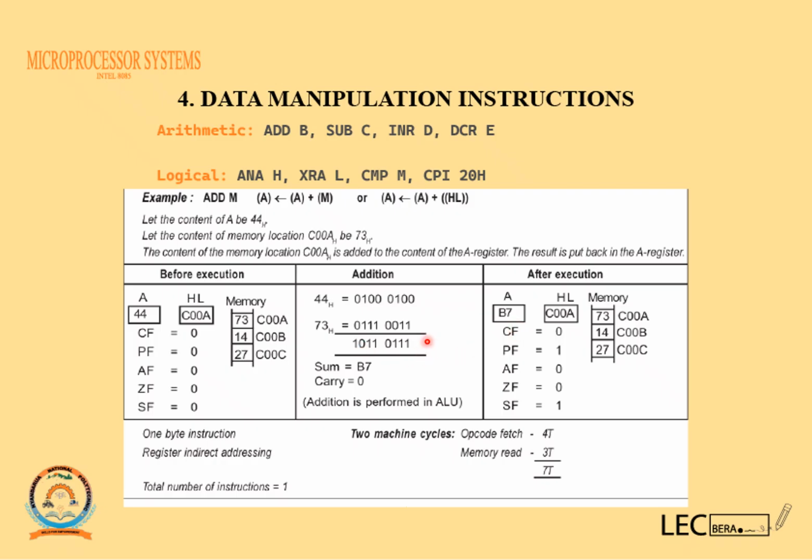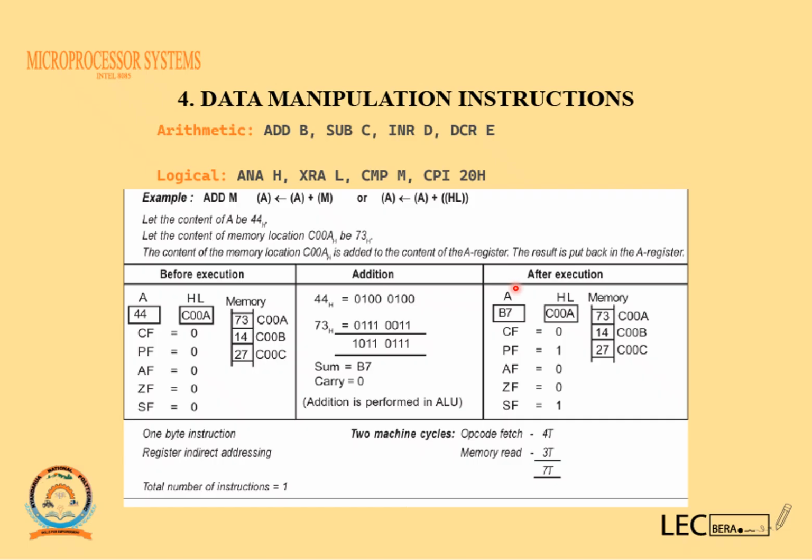Then after execution, our data inside the accumulator is going to be B7. When we convert this binary number into hexadecimal, we get B7. So after execution, we are going to have B7 as our data inside the accumulator. How many cycles are we going to use? Those are the total cycles we are going to use to carry out this instruction. In short, I don't want you to complicate yourself.